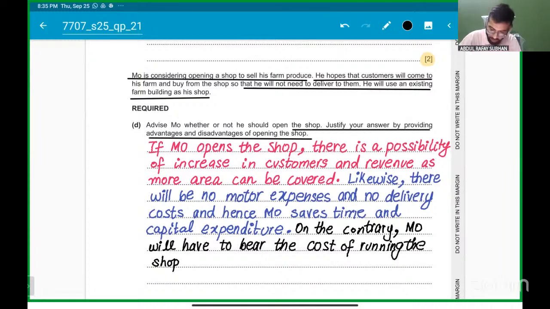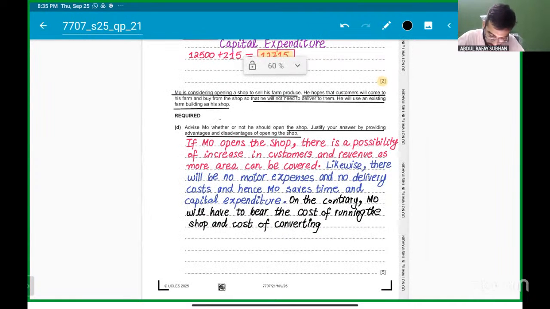एक disadvantage हो गया कि expenses will increase, will have to bear the cost of running the shop, and there will be cost of converting the farm building as a shop. जो farm की building है उसको shop के अंदर convert भी करना पड़ेगा. Is everyone getting it? Moreover, Mo will have to bear the cost of running the shop and the cost of converting the farm building into shop. उन्होंने कहा ना cost of converting, तो काफी सारा capital expenditure. ठीक है जी, cost of converting farm building into shop.